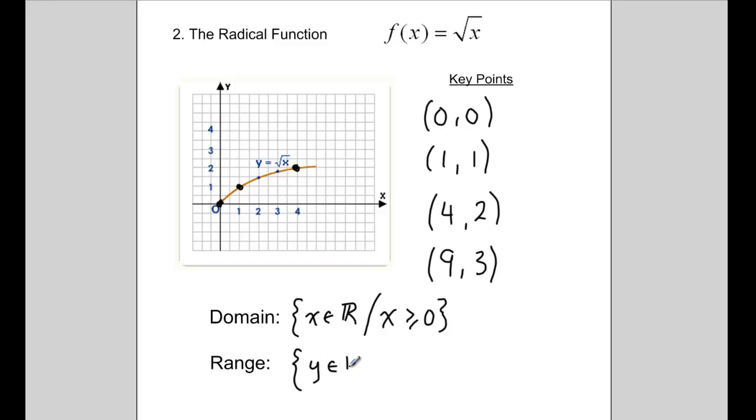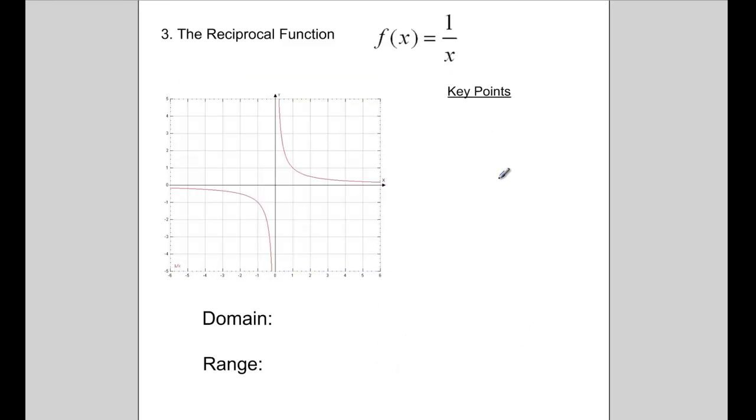Our range then is going to be sort of the same as what our domain was for x. All of our y values will still exist in the real number system, but all the y values will have to be greater than or equal to 0. There's no way that any y values can be negative. And so there you have it: our graph, our 4 key points, and our domain and range for the radical function.